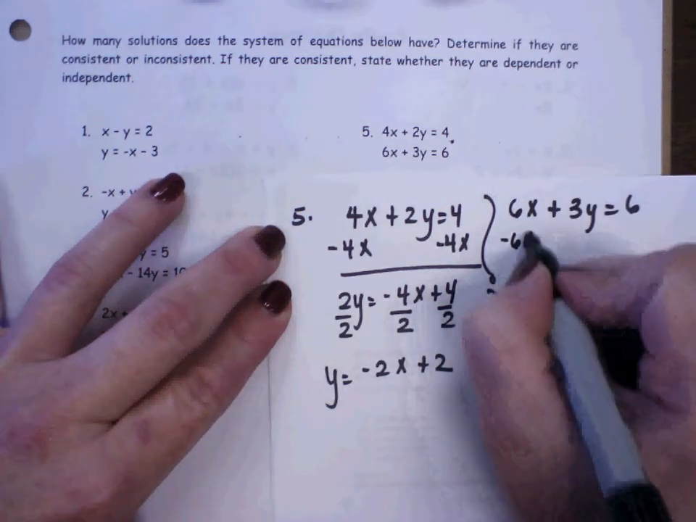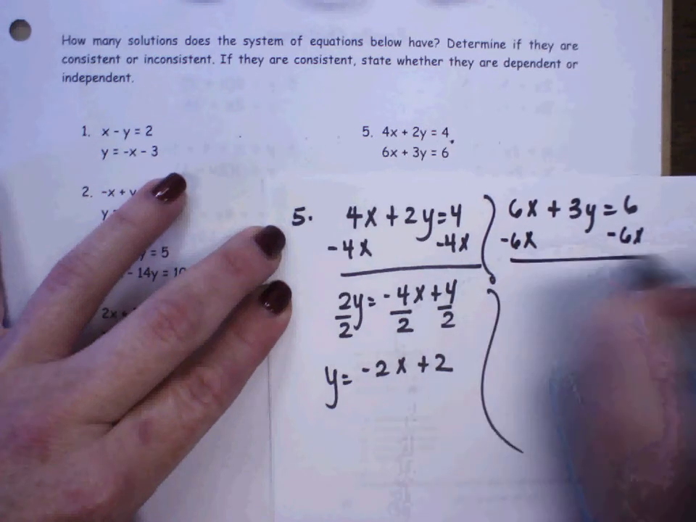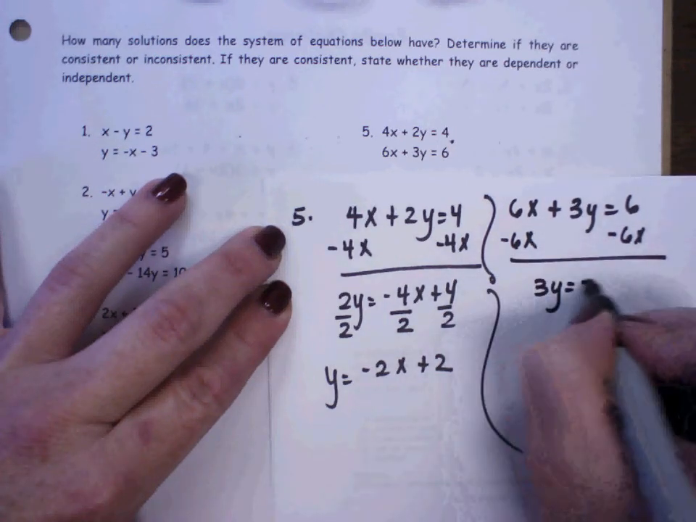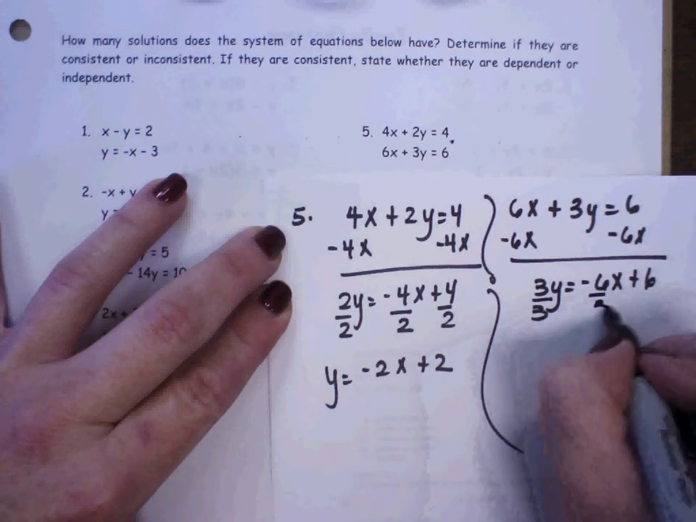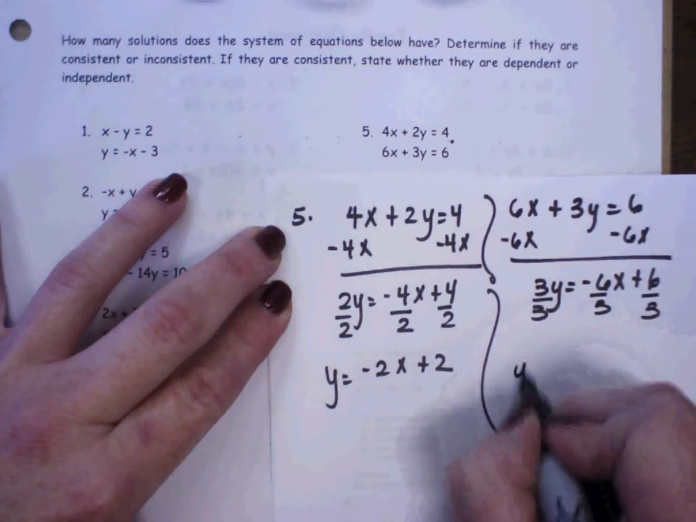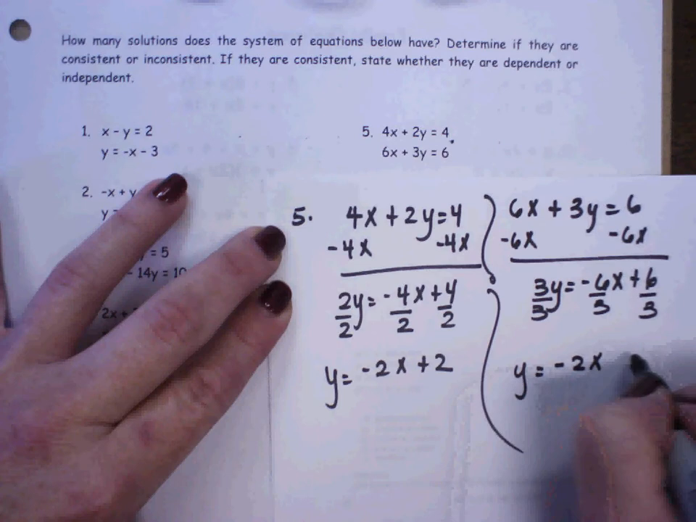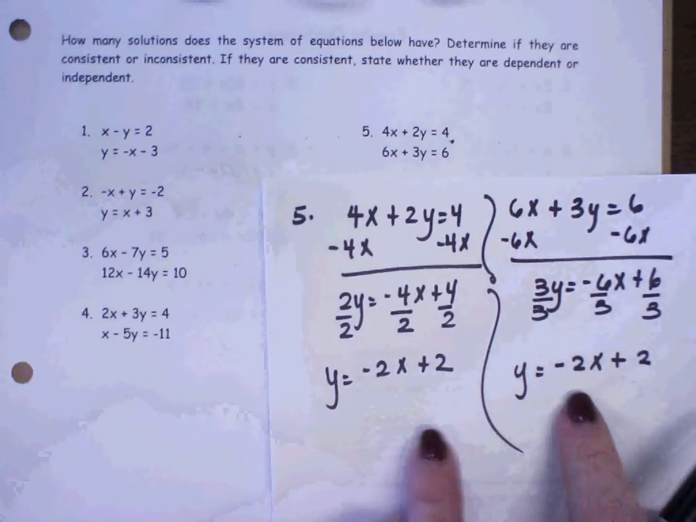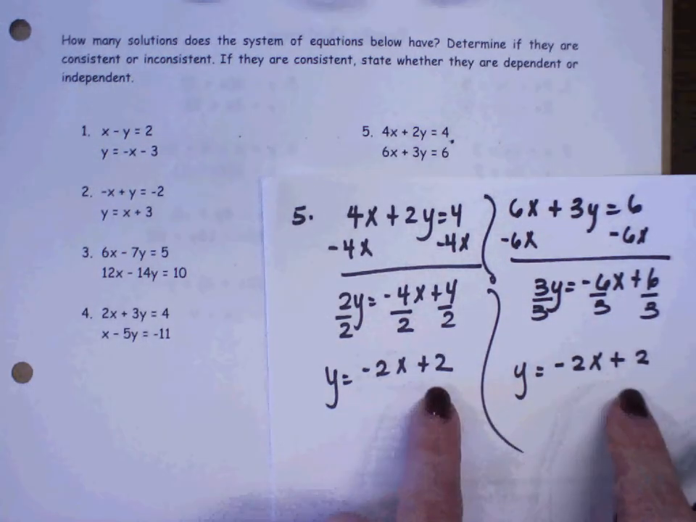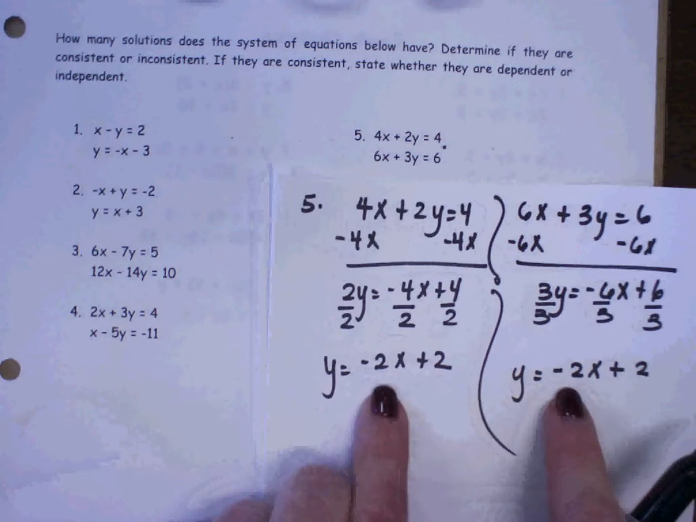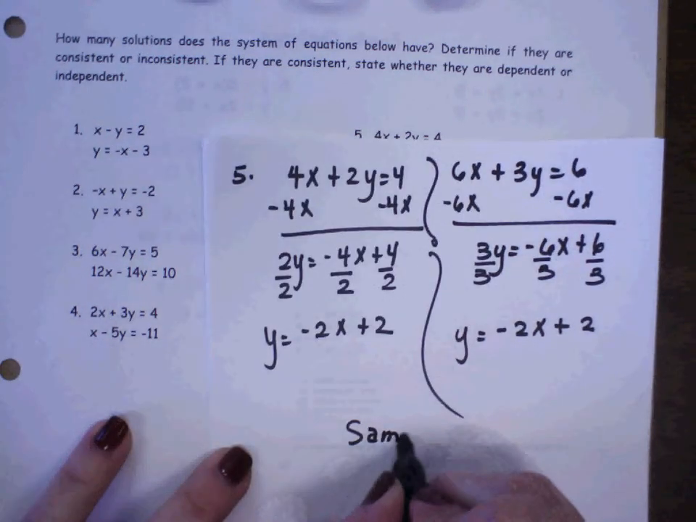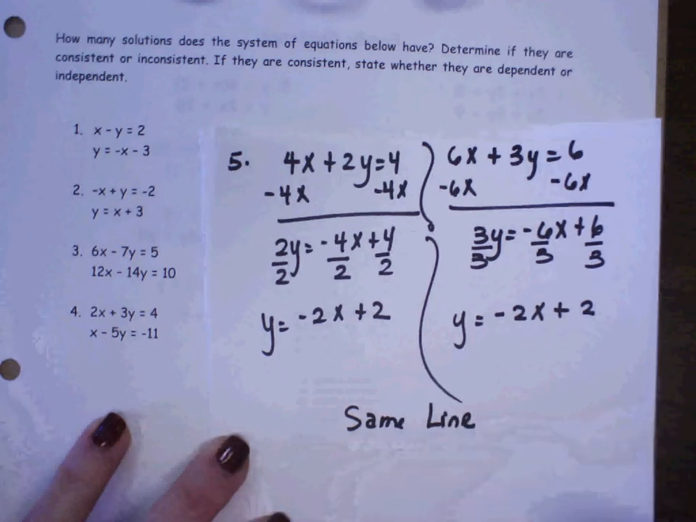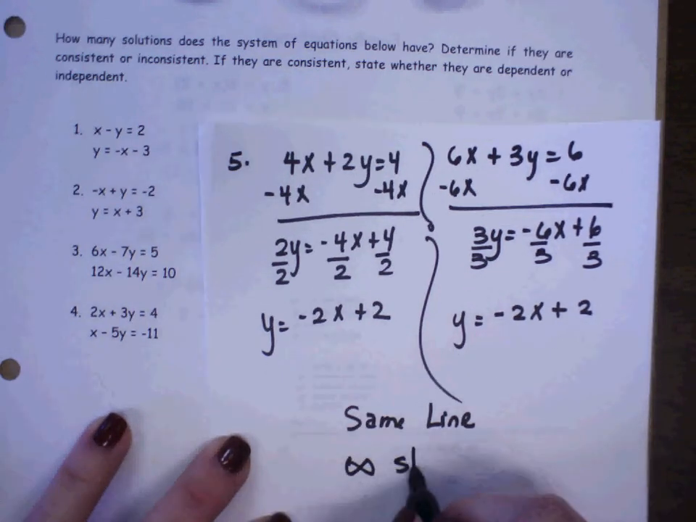Minus 6x. 3y equals negative 6x plus 6. Divide by 3. y equals negative 2x plus 2. Now these are obviously the same line. Same slope, same y-intercept, so they're the same line. Which means they have an infinite amount of solutions.